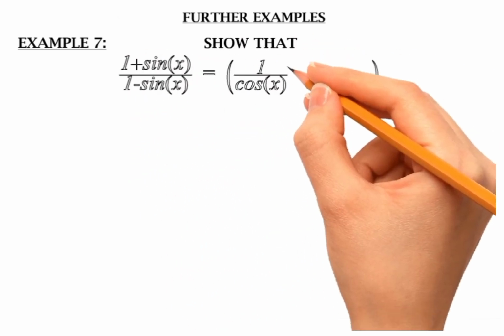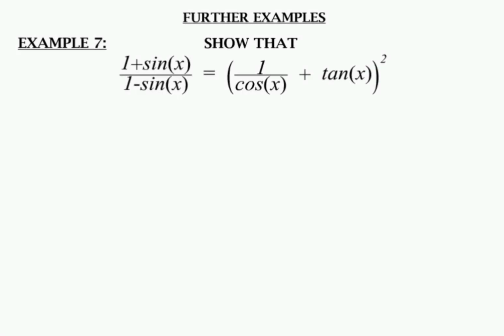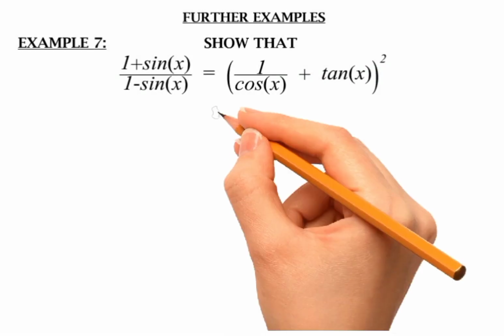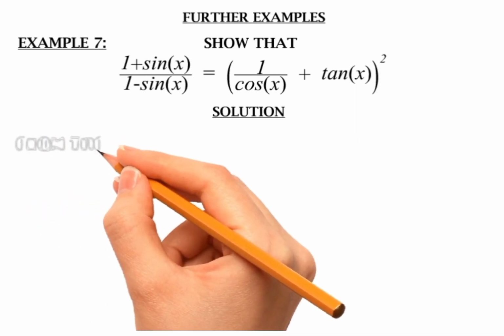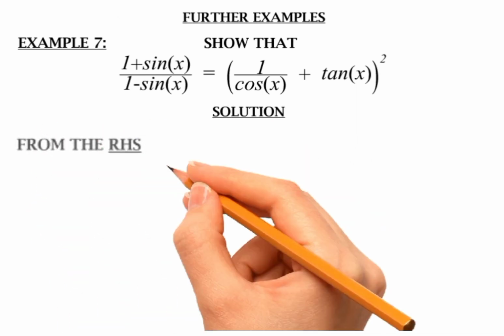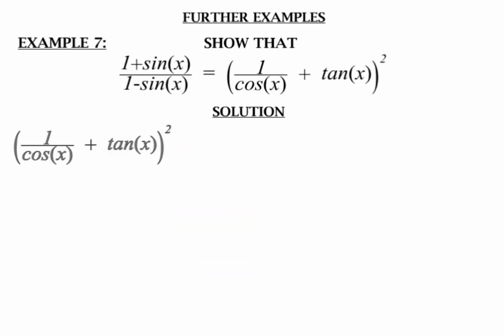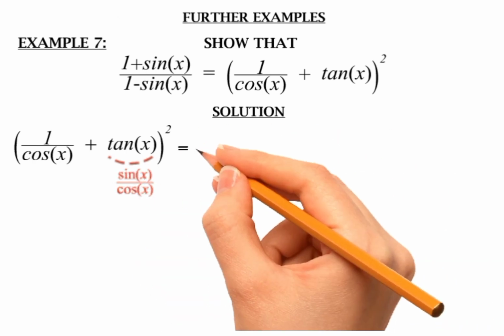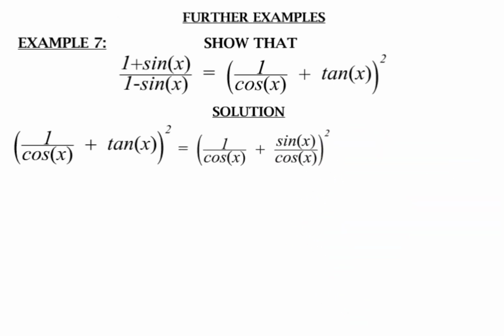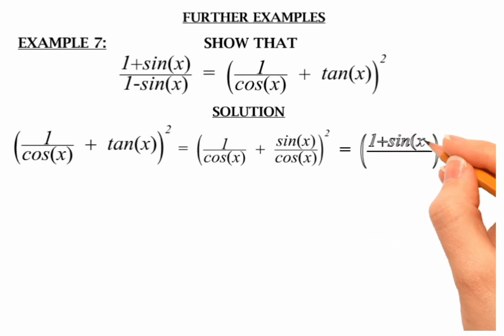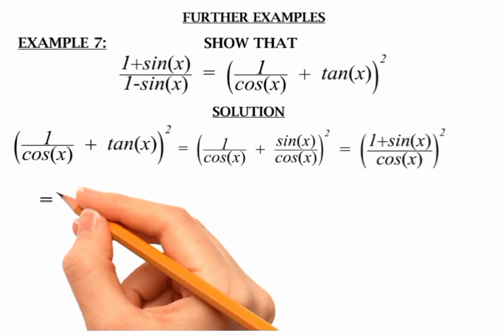Example 7. We want to prove that 1 plus sine x over 1 minus sine x is equal to 1 over cos x plus tan x, all squared. Let's start the proof from the right-hand side. Write tan x as sine x over cos x. Then take the LCM of the expression in the bracket. After that, distribute the power, 2.